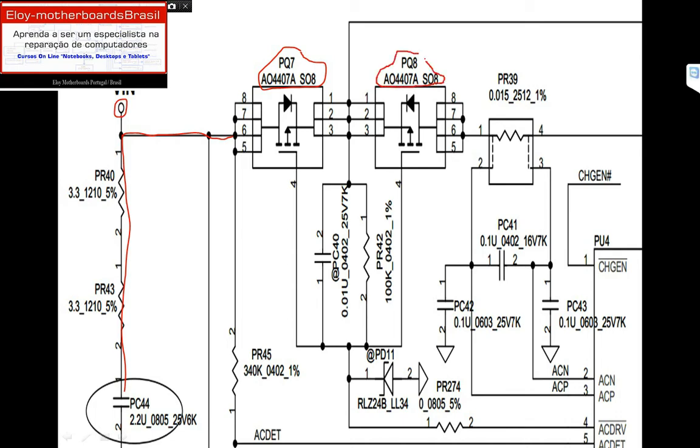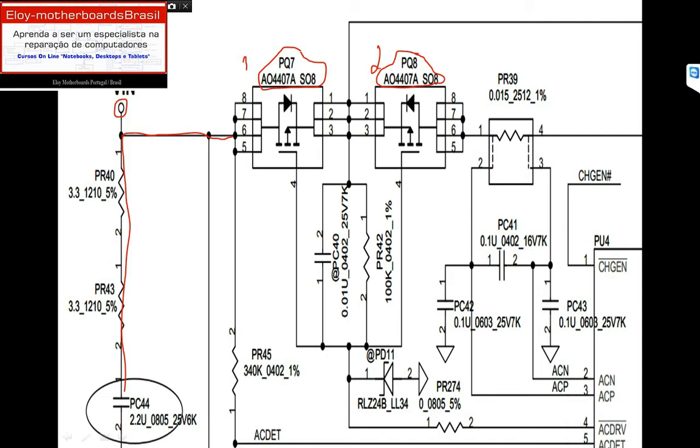In Portugal we call this the entrance MOSFET. I don't know the term in English. We call this first circuit on the computer the entrance circuit. I don't know how they say it in English, but in Portugal we call this the entrance circuit. So this is the first MOSFET and this is the second MOSFET, and they are both PNP.